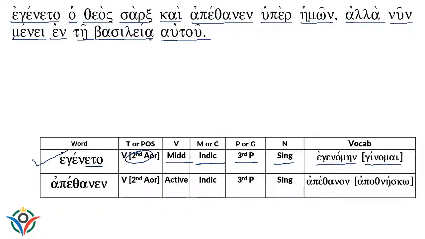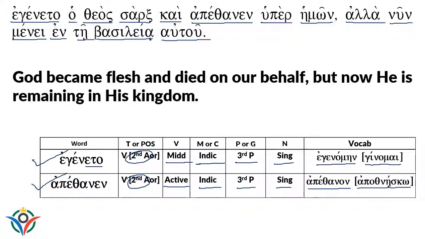And then we have apethanen, which is also a second aorist verb because of a stem change. It's an active voice, indicative, third person singular. And if you're not too sure of the lexical source, I've put it here, apothnesko, which is "I die." All right, so if we had to translate this, we could come up with something like this: God became flesh and died on our behalf, but now he is remaining in his kingdom.